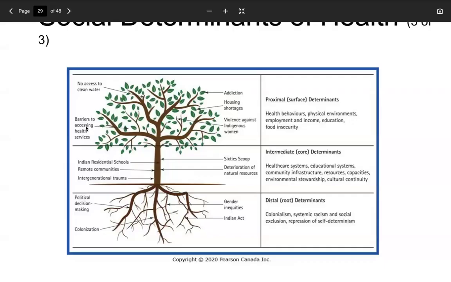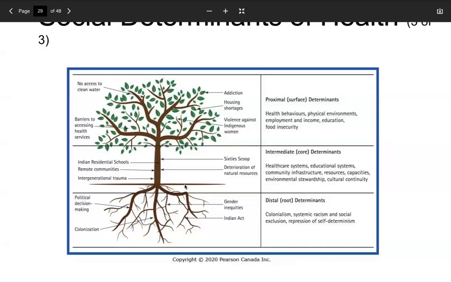So the reason that we need to understand the layers of these Indigenous social determinants of health is because as nurses, we need to see beyond the symptoms, right? Beyond these leaves and beyond these branches that we're seeing, like addiction or housing issues or the violence against Indigenous women. We really have to look at the historical trauma underneath it all. And only then can we provide trauma-informed care, culturally responsive care, and even provide care in a non-judgmental manner.